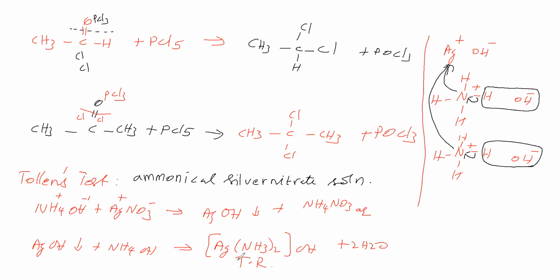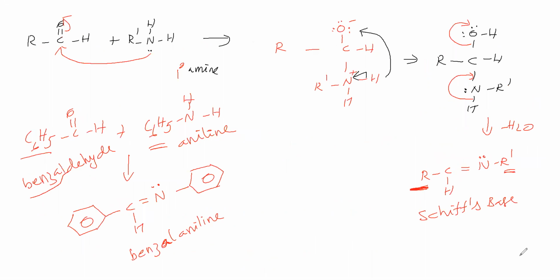What is the formula of Tollens reagent? Ag(NH3)2 outside, OH minus. Here plus will be there, here minus will be there. Therefore, Tollens reagent is Ag(NH3)2 plus. Ag(NH3)2 plus is a complex ion. How can we write this? Ag(NH3)2 plus in aqueous solution.